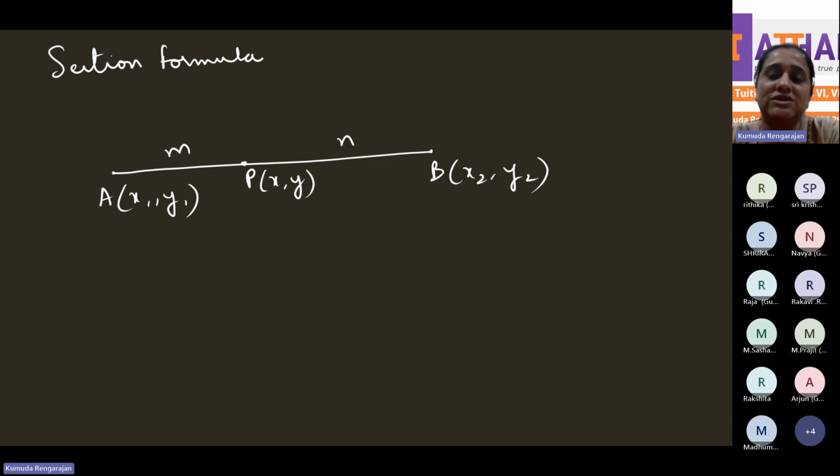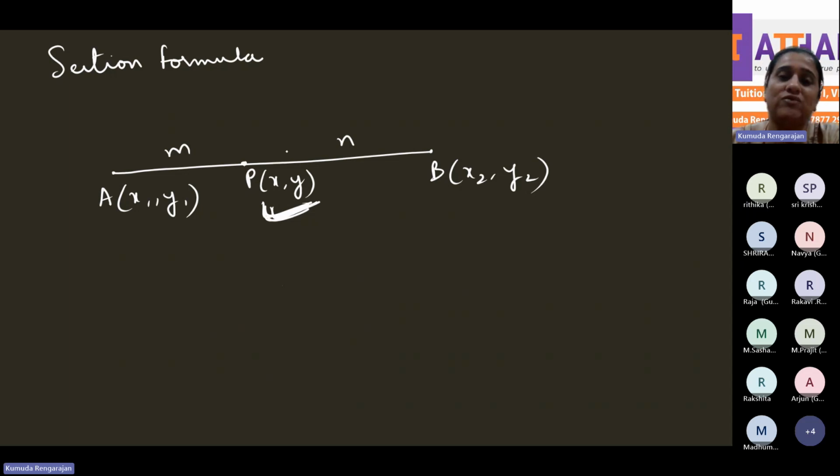But the direct application is, we say volume of a cuboid is equal to L into B into H, meaning given the length, breadth, and height, you can find the volume. In the same way, the section formula is directly used to find the address of P. Address of P meaning the coordinates of the point P. It is used to find the x coordinate and the y coordinate of the point of division P. That's the direct use of the formula.